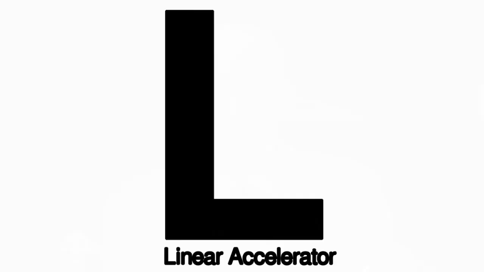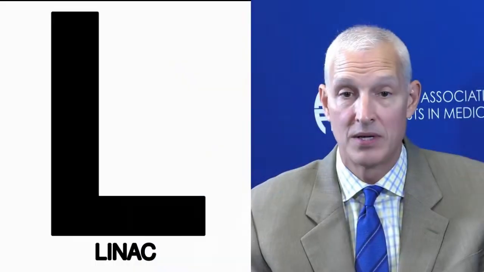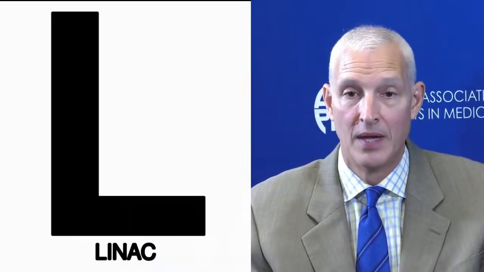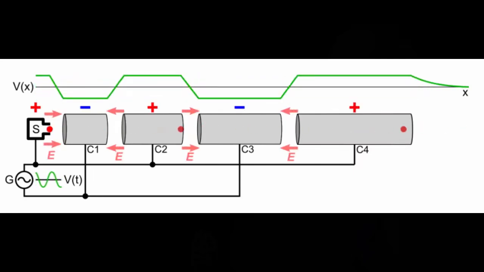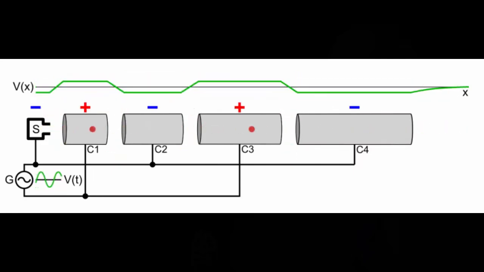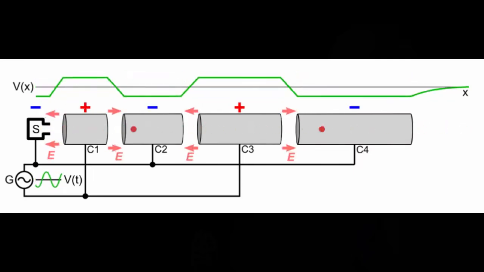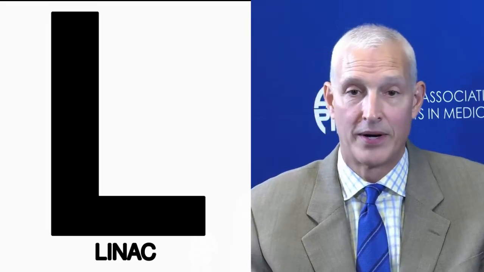L is for linear accelerator, or LINAC. A LINAC is a type of machine that produces high-energy X-rays, or electron beams, and these machines can be used in radiation therapy. In order to generate the radiation that is useful for radiation therapy, electrons are sped up to almost the speed of light along a straight line. That's why it's called a linear accelerator.